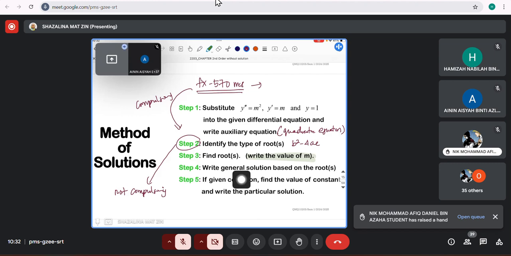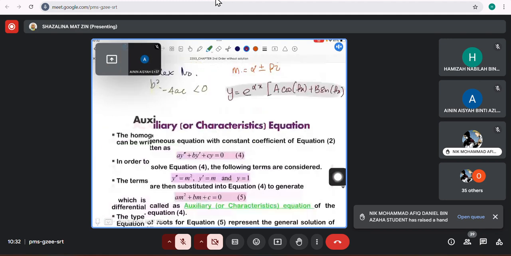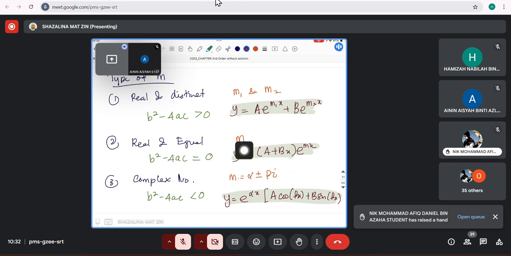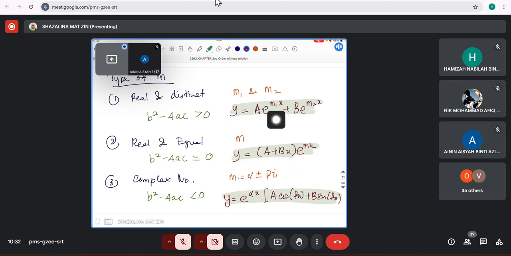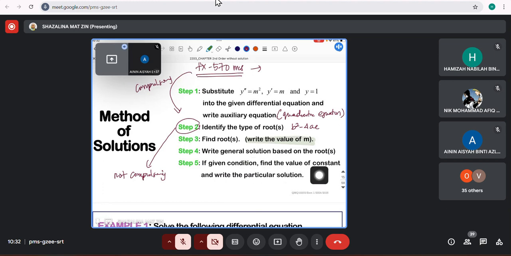Step number 4, write the general solution based on the root. Which general solution is this? The one I wrote just now, the solution in green. Based on root: real and distinct, real and equal, complex number root. So this is the solution, with the value of m. The m comes from what we have calculated before. And the last one is, if given condition, then find the value of constant. The constant here is A and B. This is the value of constant.